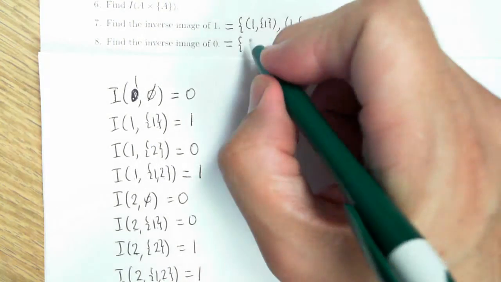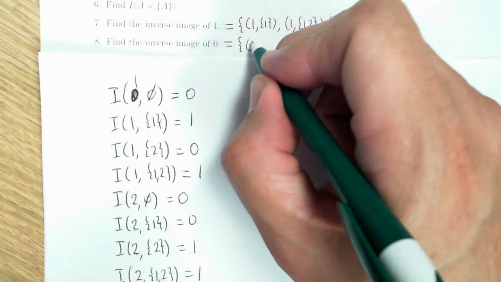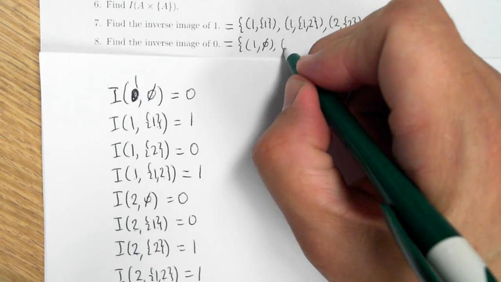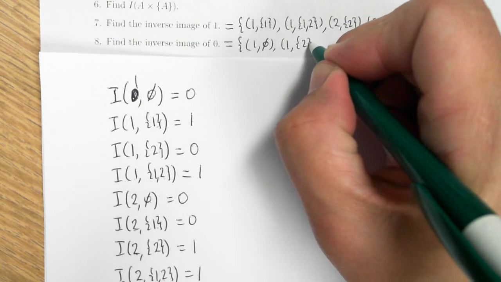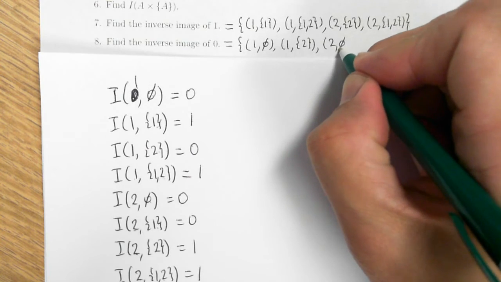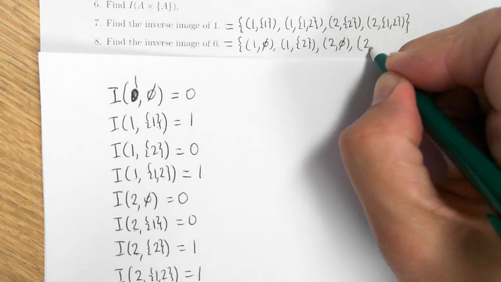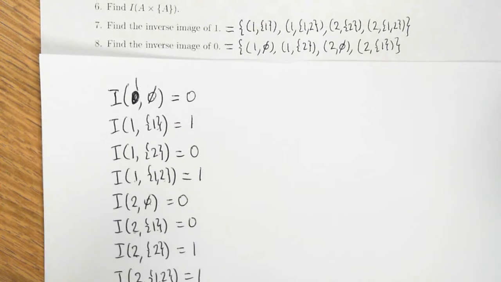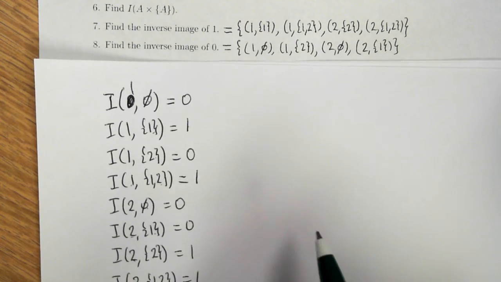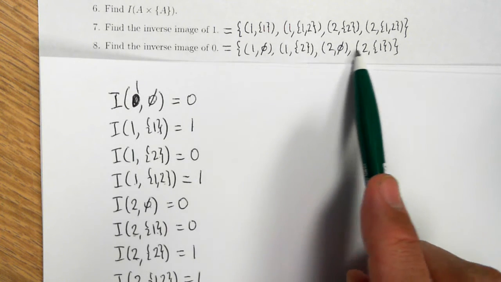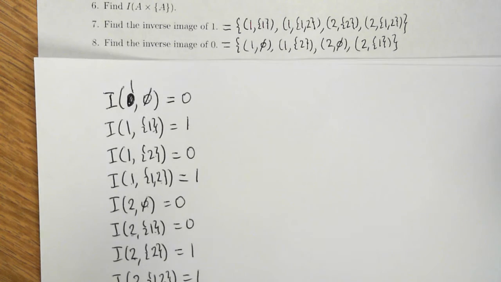Things that map to 0: (1, empty set), that ordered pair. (1, set containing 2). (2, empty set), that ordered pair. And finally (2, set containing 1). And so that would be the inverse image of 0, all the things that map to 0.